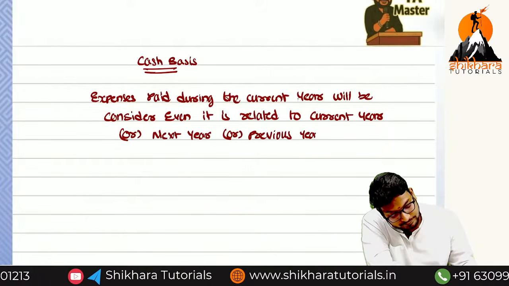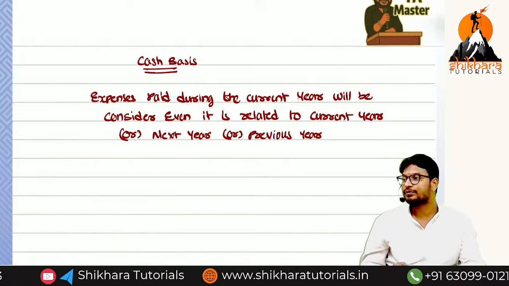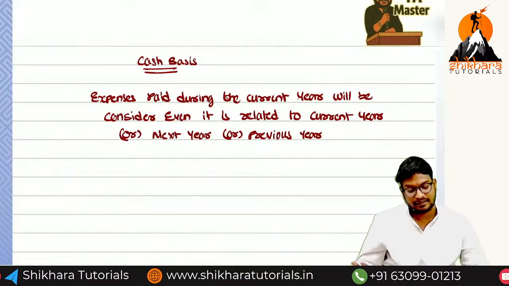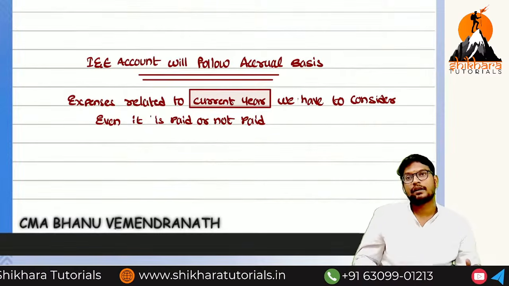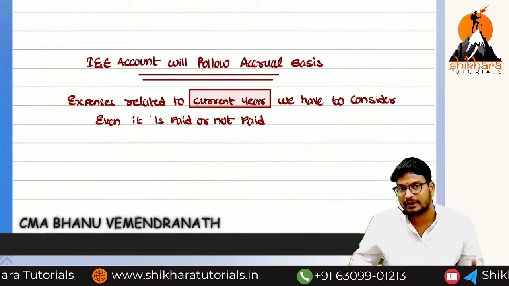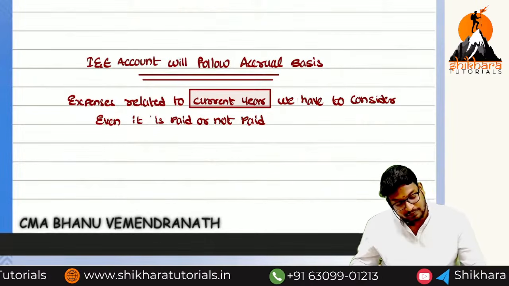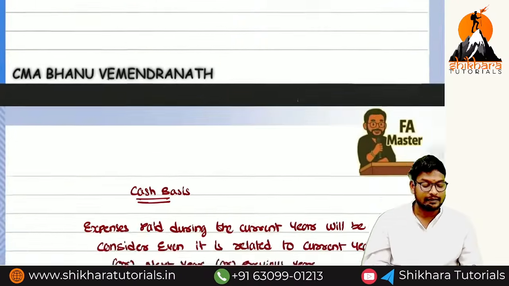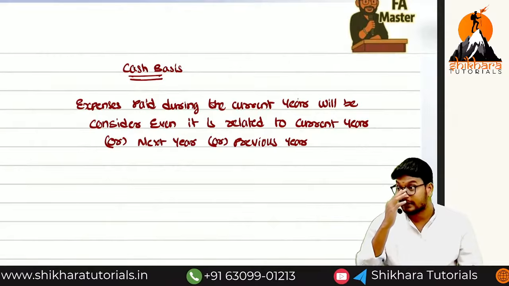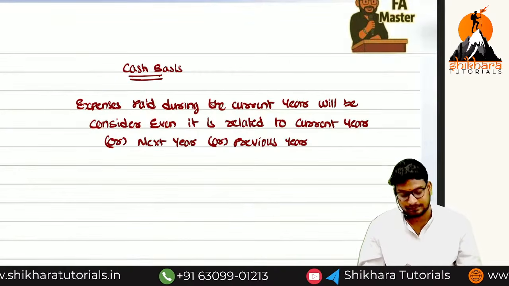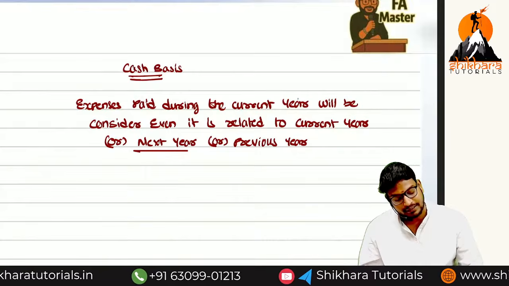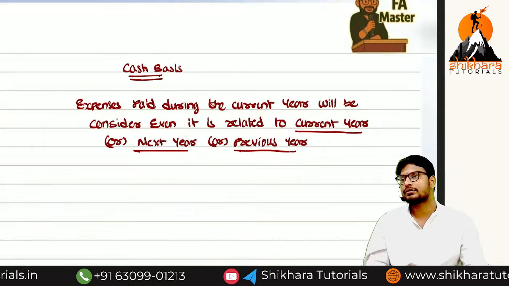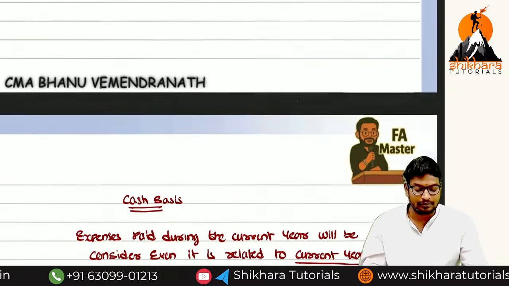But here, should involvement of cash be there or not? If involvement of cash is there, we will consider it directly. But as per the accrual concept, even though involvement of cash is there or not, here it should be related to the current year only. Here cash is not necessary. So next year, previous year or current year, it is not necessary for me. If it involves cash, we are going to consider it.